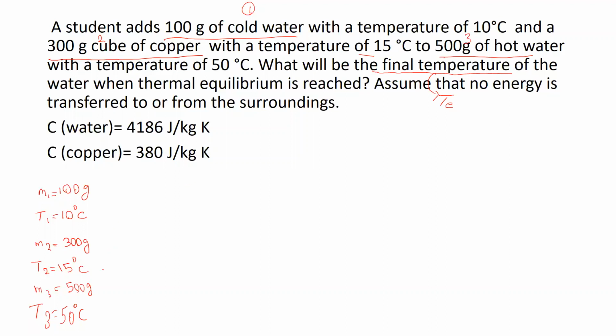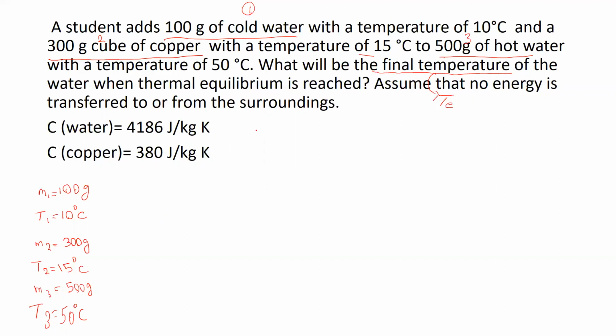So if, for example, hot water loses heat energy, then the copper and cold water gain energy, and the total amount of gained heat energy is equal to the total amount of lost heat energy. As a result, if one of these loses 10 joules of energy, the other one gains 10 joules of energy. So we don't have any change in the total energy of the system.